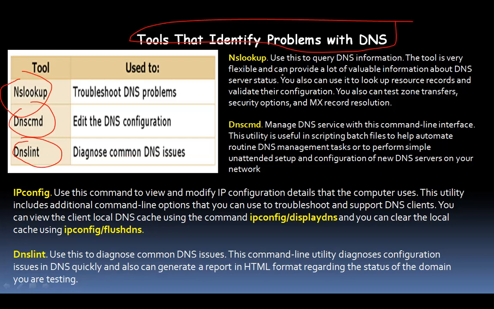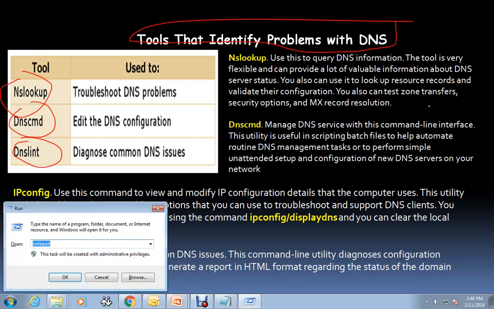So what will happen in NSLookup? Use this to query DNS information. The tool is very flexible and can provide a lot of valuable information about DNS server status. You can also use it to look up resource records and validate their configuration. You can also test zone transfer security options and MX record resolution.